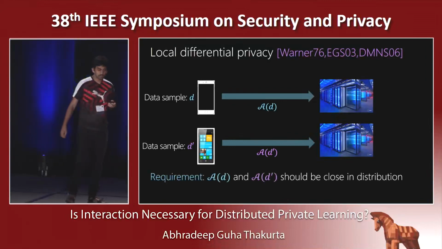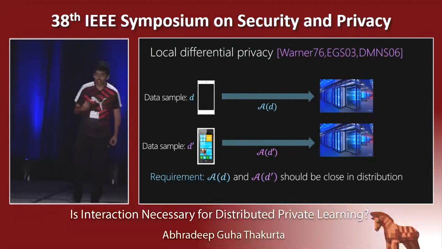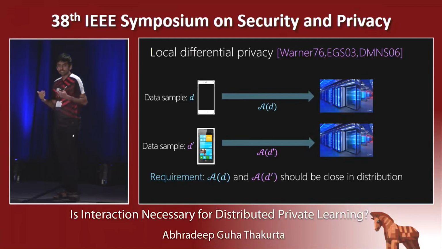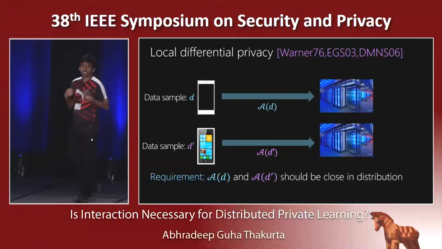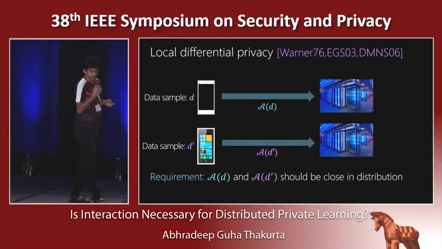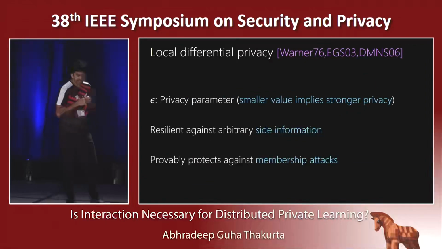From the perspective of privacy, the requirement is that A of D, the random variable, and A of D prime, the other random variable, should be close in distribution, which in simple terms means that if I change your data sample, then the output of the algorithm does not change significantly, and as a result, it protects the privacy of the data sample. Now, there are very nice properties of this definition.